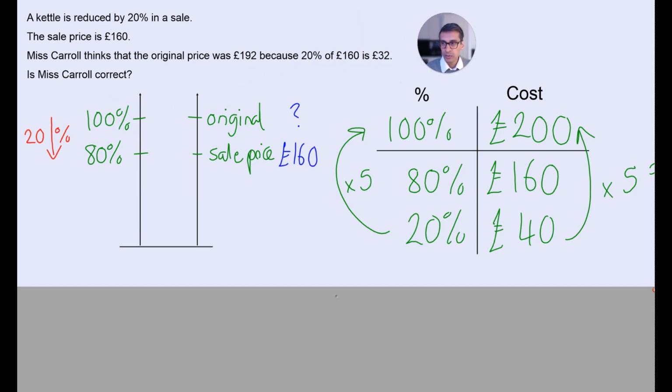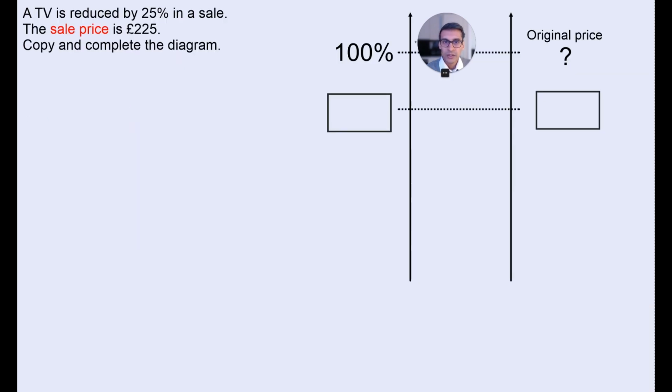Let's do a second example here. So a TV is reduced by 25% in a sale. The sale price is 225. Copy and complete this diagram. There's only 2 blanks you can fill out here. We don't know the original price. Okay, I'm going to show you the answer now.